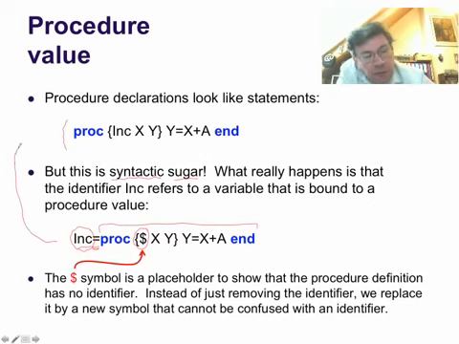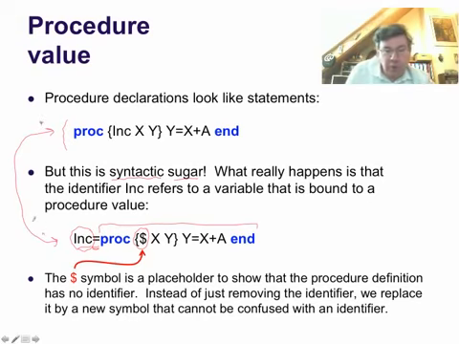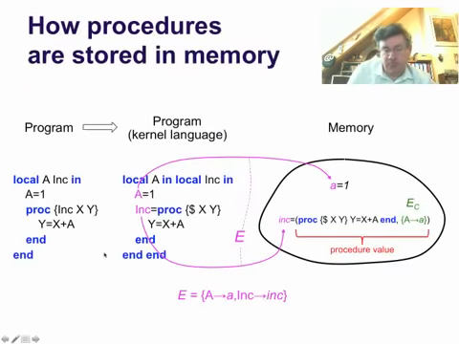So these two statements here are exactly the same. The first one is just a syntactic sugar for the second one. So we have bound inc to this anonymous procedure. So how are they stored in memory?